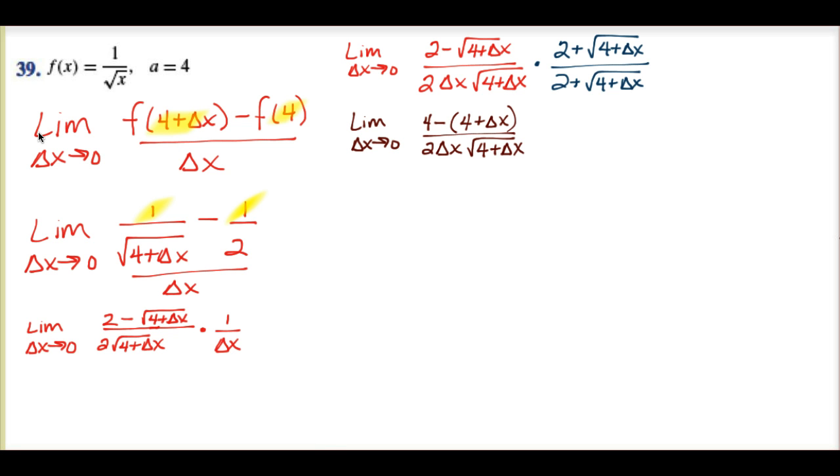Alright, simplifying the numerator, we'll get 4 minus 4 minus delta x, which will just leave me with a negative delta x. And then it'll still be divided by that big denominator.